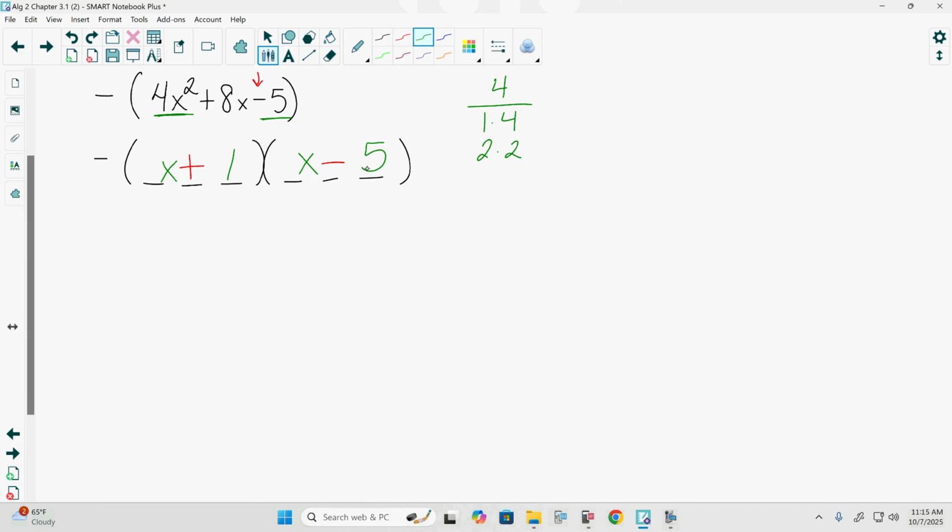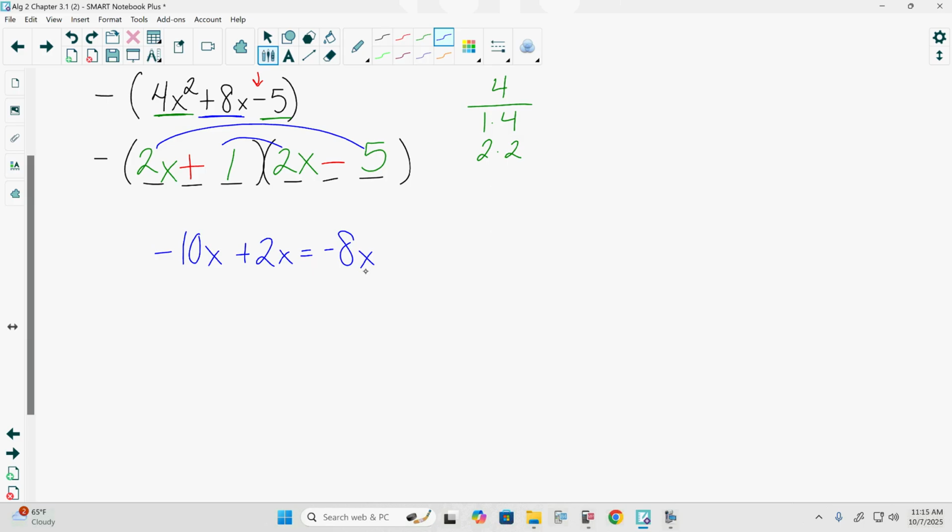Now at this point here, we still haven't plugged in the factors of 4. Which one do we want to try? 1 and 4 or 2 and 2? 2 and 2. And then we can check this here because we're trying to get a middle term of 8x. 2x times negative 5 would be negative 10x. 1 times 2x is going to be plus 2x. And negative 10x plus 2x, negative 10 plus 2 would be negative 8x. Is that the middle term we wanted?